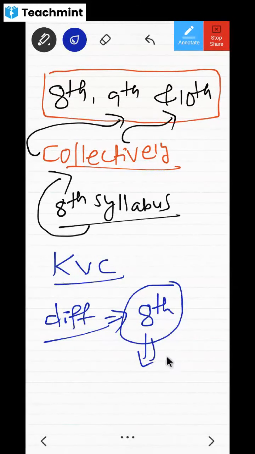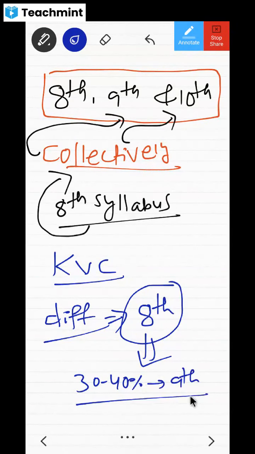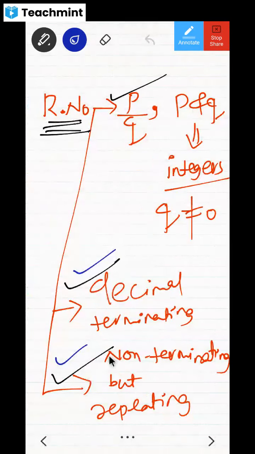Along with that, nearly 30 to 40% of 9th standard syllabus will also be covered. And along with that, some of the syllabus of 10th standard, all fundamentals will be taught here also. So that's why Kalparuksha classes stands different. When you learn these concepts from other sources, you will just get to have that feel about that.